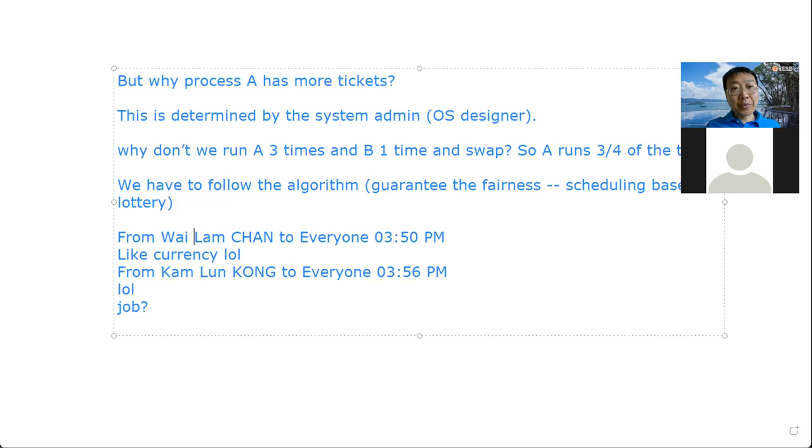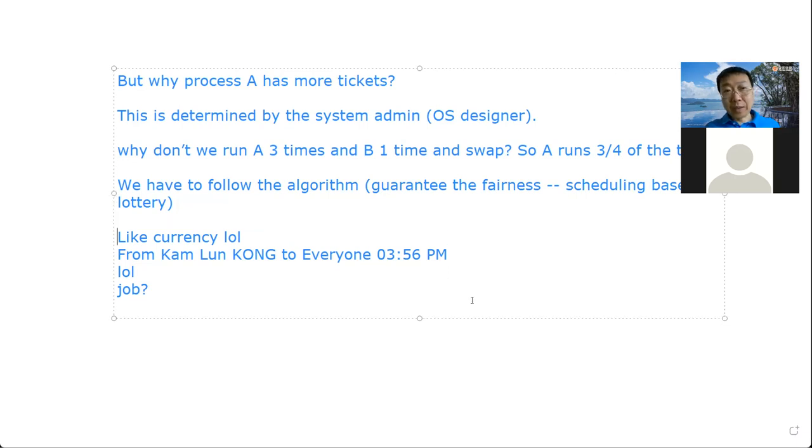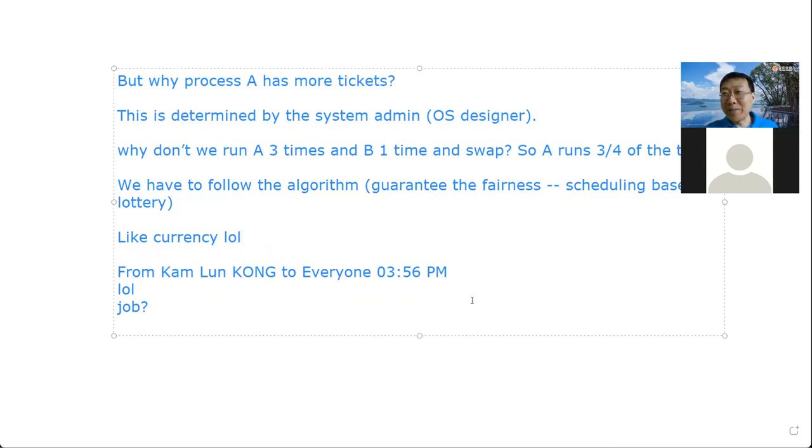Yeah, so I totally agree. One line said that this ticket is like our currency. Yeah, but I think our currency has a more static trend, right? There is always inflation, so no matter how much you earn, the inflation keeps going and your money always becomes less valuable, right? Okay. Jobs. So what are jobs? I don't know, this is a question.